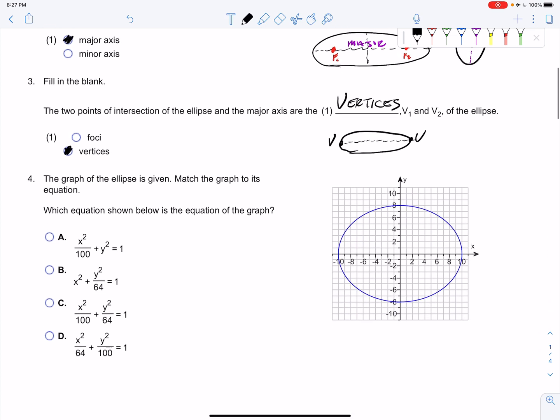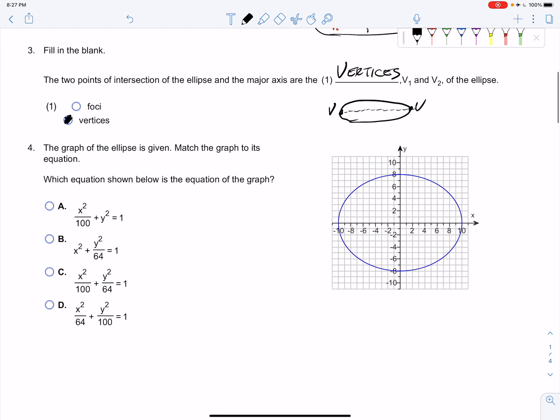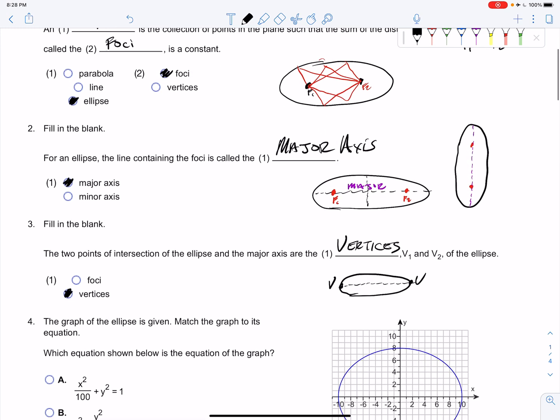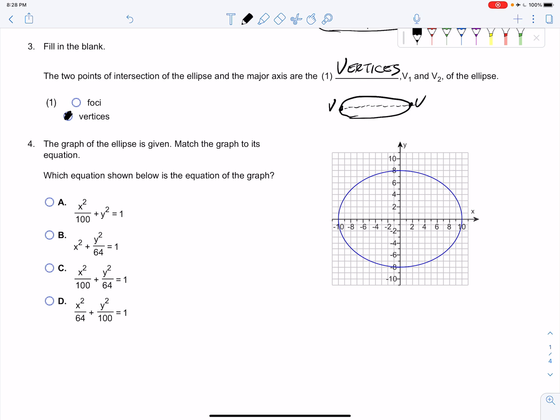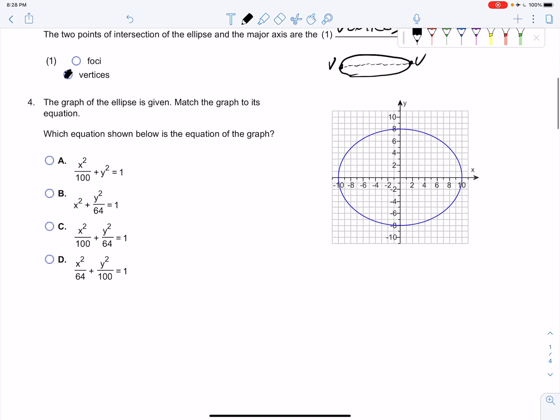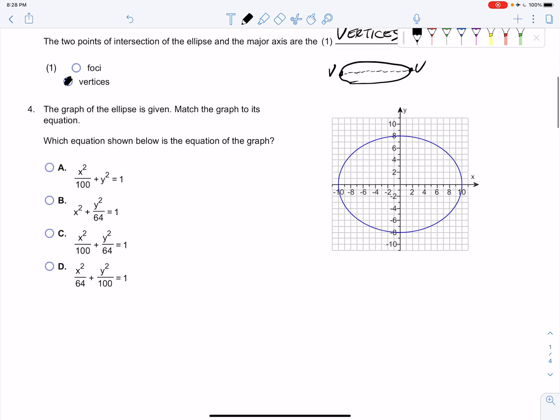Okay, so now, and I'm not going to really ask those questions on the test. I'm really just going to have you graph them and do some of those kinds of things. So let's take a look at the ways of graphing it, or looking at the graph and figuring out what the graph looks like, or vice versa, looking at the graph and coming up with an equation. Which equation shown below is the equation of the graph?